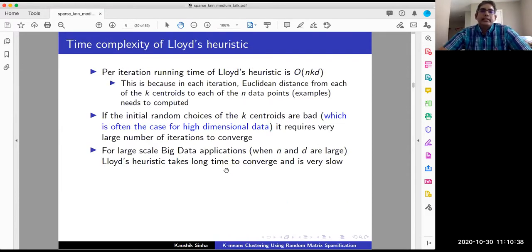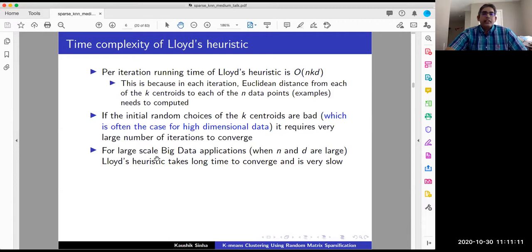Now, it is very clear that the per iteration running time for Lloyd's heuristic is of the order of n times k times d. And this is because in each iteration, the Euclidean distance from each of the k centroids to each of the n data points needs to be computed. So if the initial random choices of the k centroids are bad, because remember the first step, we are initializing the starting points, the centroids, and which often happens, especially in a very high dimensional data set, it requires a large number of iterations to converge.